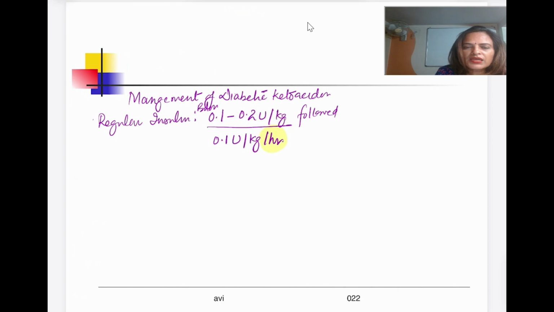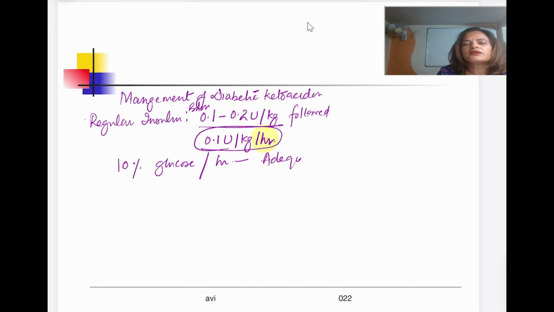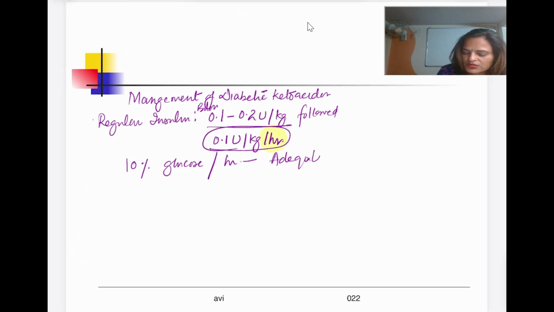If there is adequate response, now what is the adequate response? Adequate response means there should be a fall of 10% glucose every hour. Then this is the adequate response. Then let it be this 0.1 unit per kg per hour.